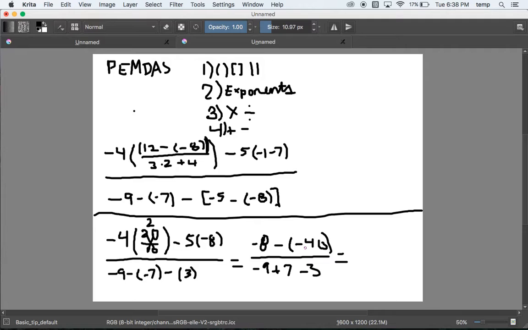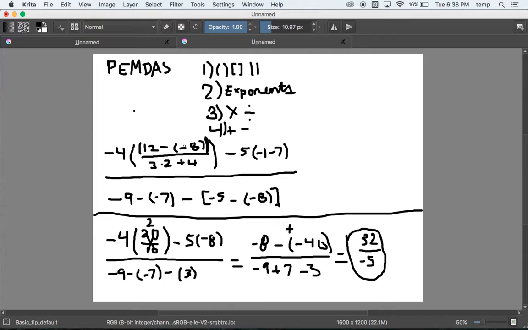So we have -8 minus -40. So again, subtracting a negative is like addition. So -8 plus 40. That'll leave us with 32 divided by, we have -9 plus 7 is -2. -2 minus 3 is -5. And boom shakalaka. That can't be simplified anymore. That's the final answer for it.